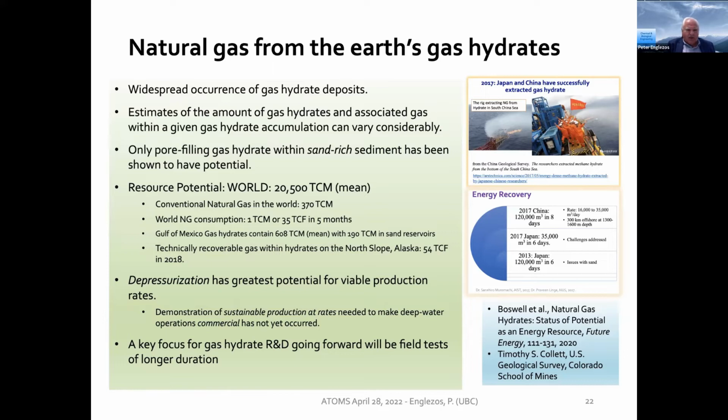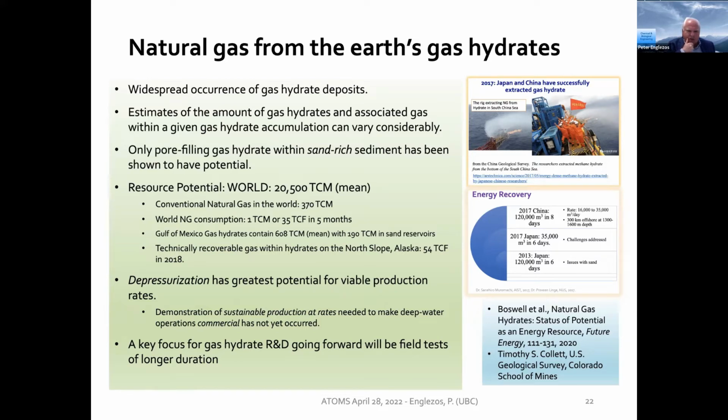And just a few numbers about the resource potential. If you look at all the estimates, there's a mean value of about 20,000 trillion cubic meters. That's a huge number. Think about that the conventional natural gas in the world is 370 TCM. And we consume about 1 TCM every 5 months. Some more recent estimates, from Boswell and Collett: the Gulf of Mexico may contain about 600 TCM with 190 in sand reservoirs, which means it can be exploited. And in the North Slope of Alaska, there's been a lot of field work there. It's estimated that the technically recoverable gas would be about 54 trillion cubic feet. 35 trillion cubic feet is 1 TCM.